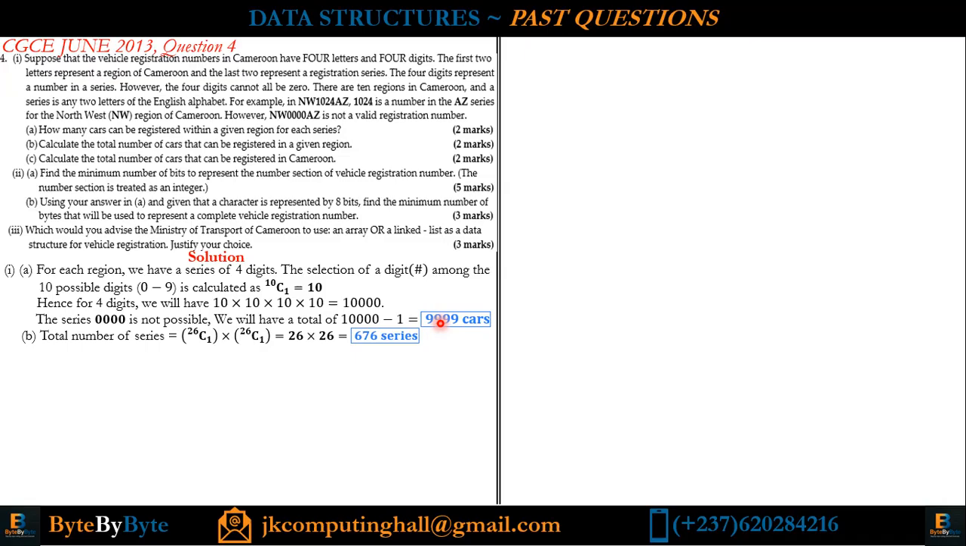The B part, the total number of series. In a particular region, a series comprises two letters of the alphabet. And since you have 26 letters in the alphabet, the number of ways of selecting the first letter is 26 combination 1. The second one is 26 combination 1 too. So I have 26 times 26, giving me a total of 676 series. So per region, I can have 676 series.